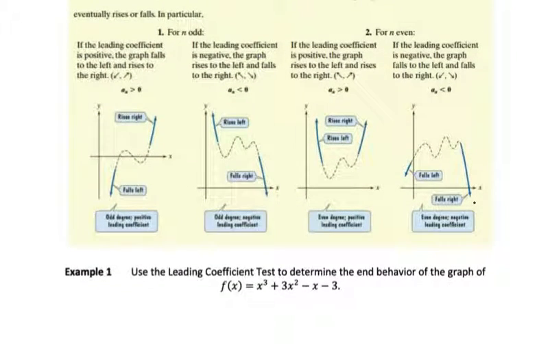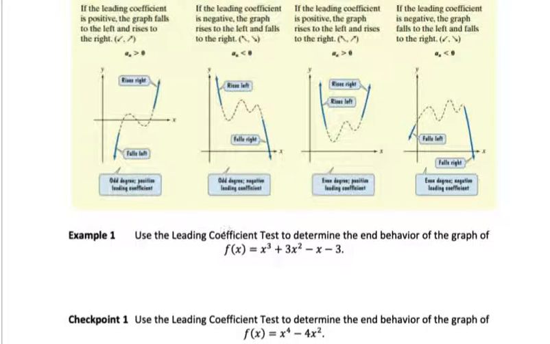So example 1 says to use the leading coefficient test to determine the end behavior of the graph of f of x equals x to the third plus 3x squared minus x minus 3. Now the other terms here don't matter at all in terms of the end behavior. We only look at the term that has the highest exponent. And the highest exponent here is 3, so that means that my degree is 3. And 3 is an odd number. So that tells me that it's going to be one of these 2 shapes.